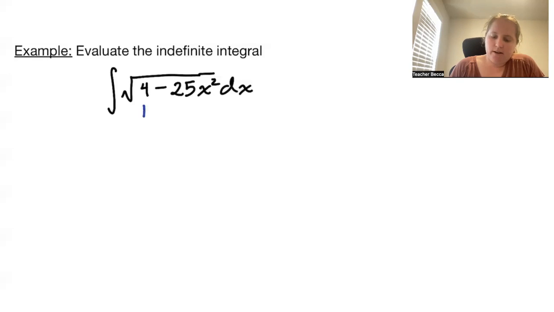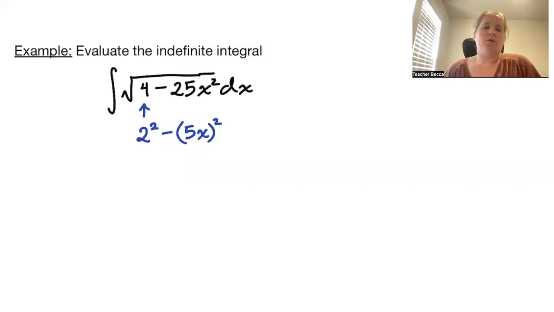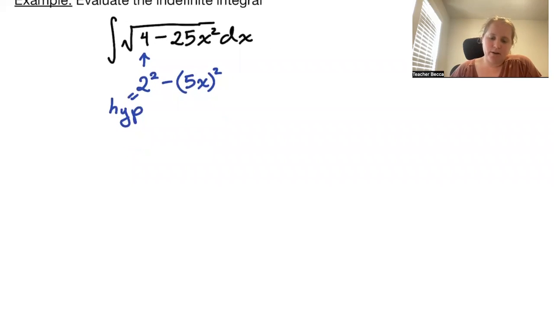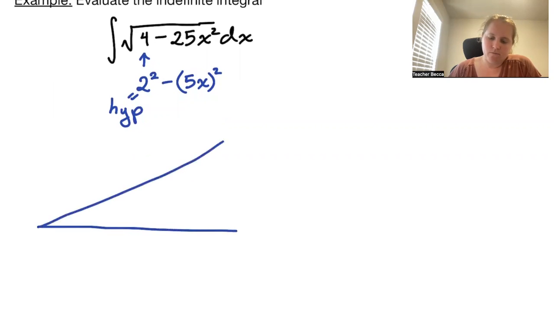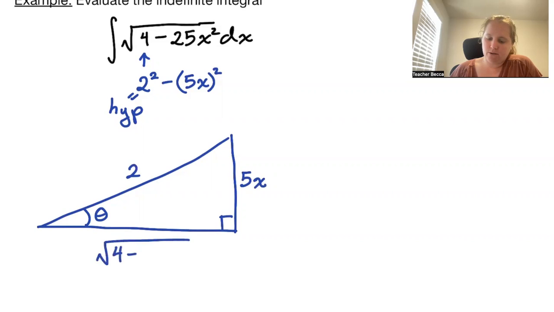So again, we are looking at 2 squared minus 5x squared inside of our square root. So this is a case where our hypotenuse is the 2. So when we go to set up our triangle, we will put that 2 on the hypotenuse. We have our theta. We will take our 5x as the opposite, and that's square root of 4 minus 25x squared as our adjacent.